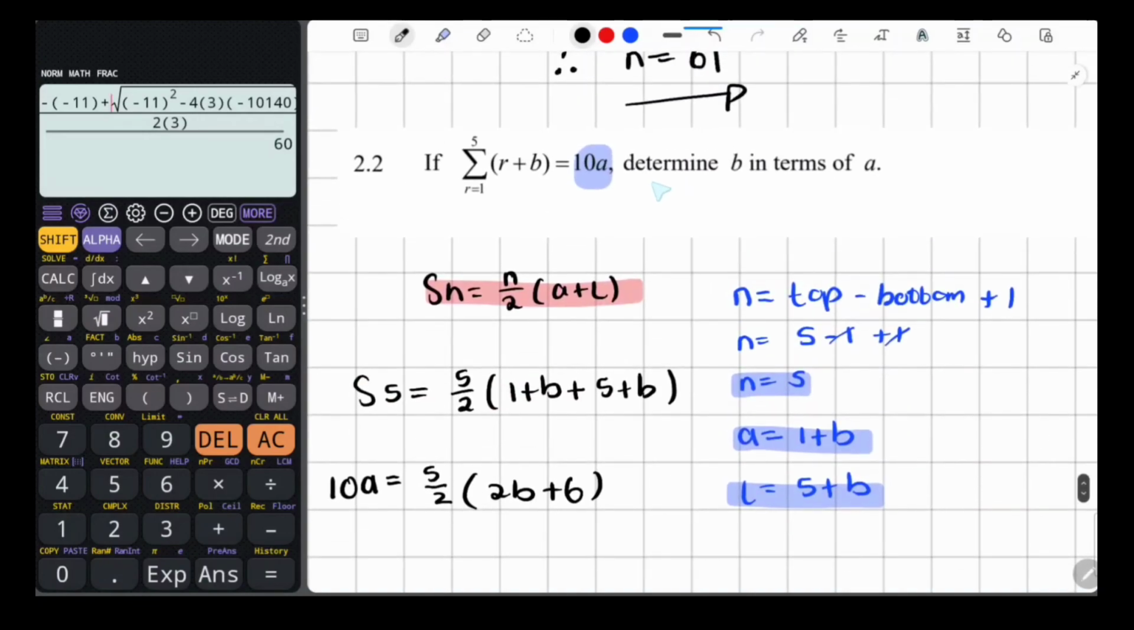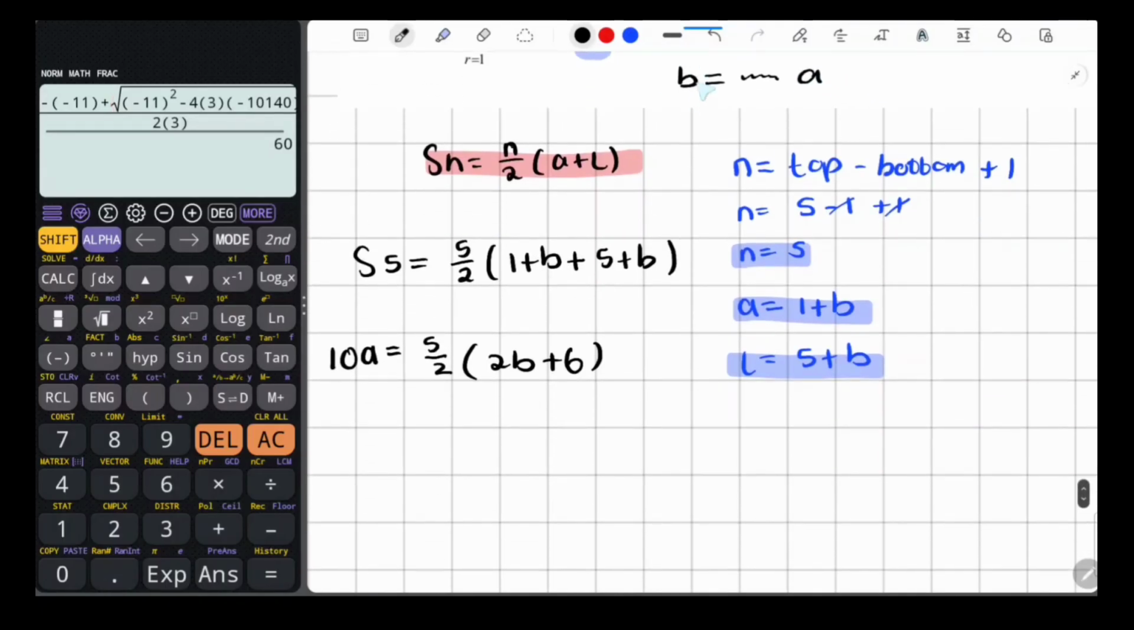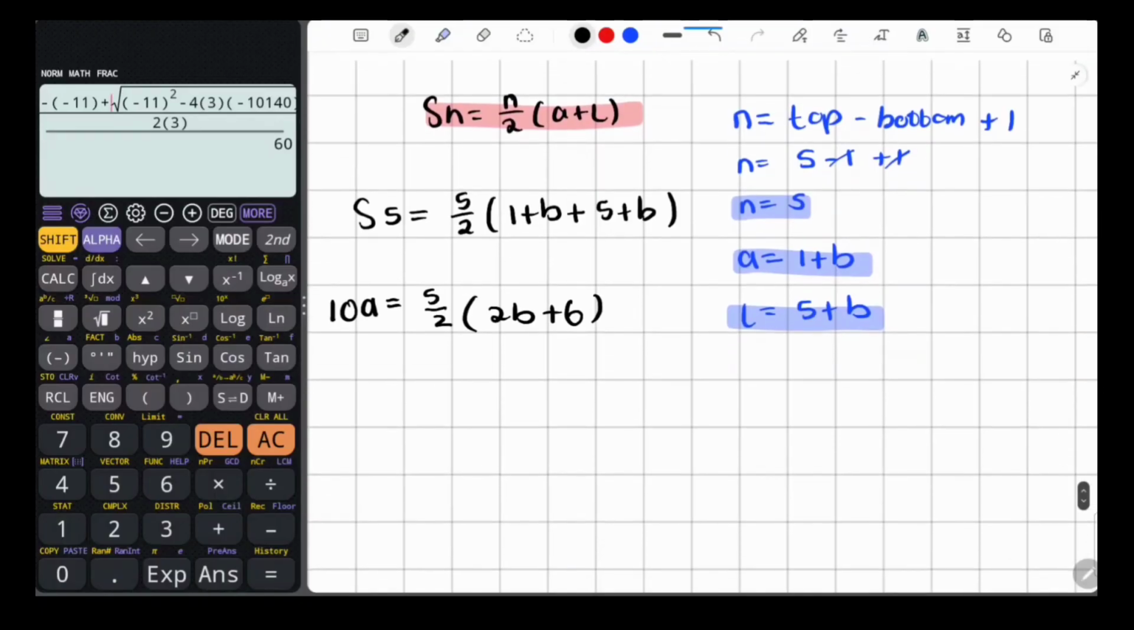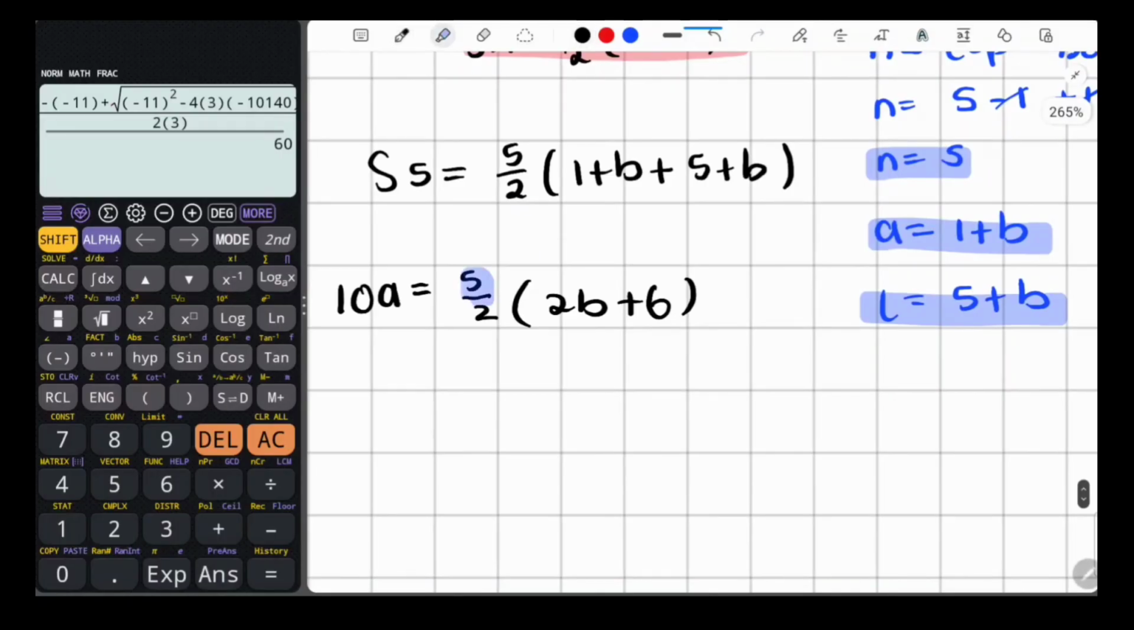Also, just remember, they said you need to determine b in terms of a. So it needs to read as b is equal to something, and a needs to be part of your answer. So that's all we're going to do. Try to make b the subject, and naturally a will just be part of what it's equal to. So let's go ahead and make b the subject. To make b the subject, I'm actually just going to try and get rid of this. It's easier to get rid of that first. So we can just divide both sides of the equation by 5 over 2, and then we're going to get this.